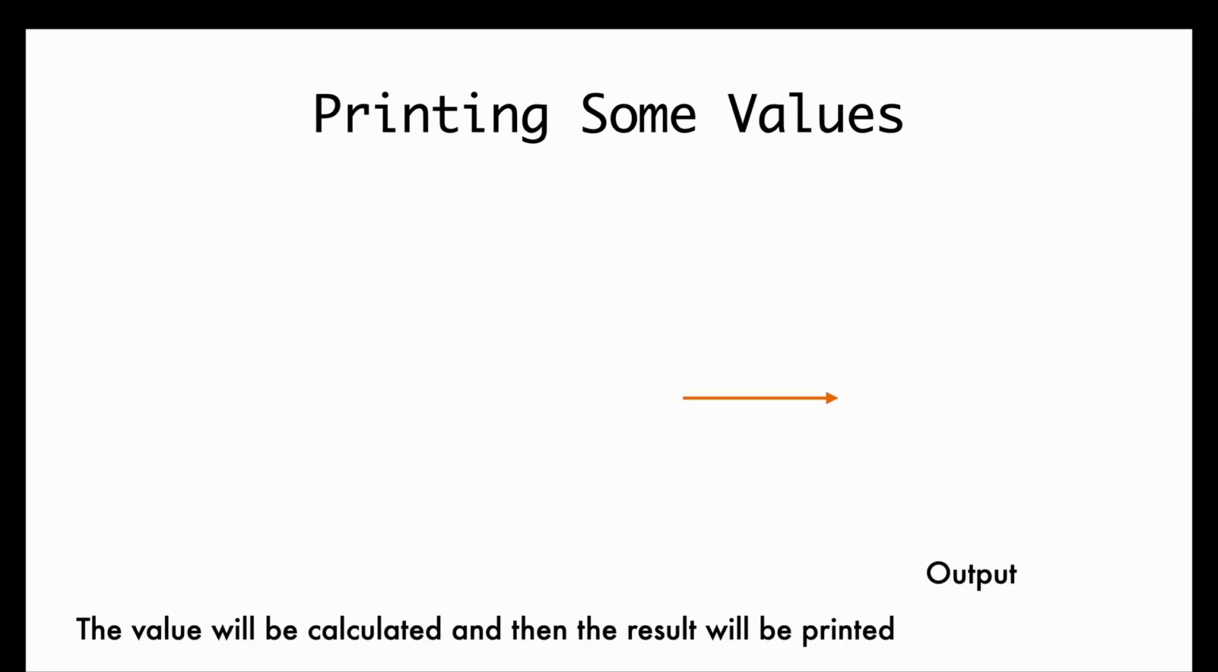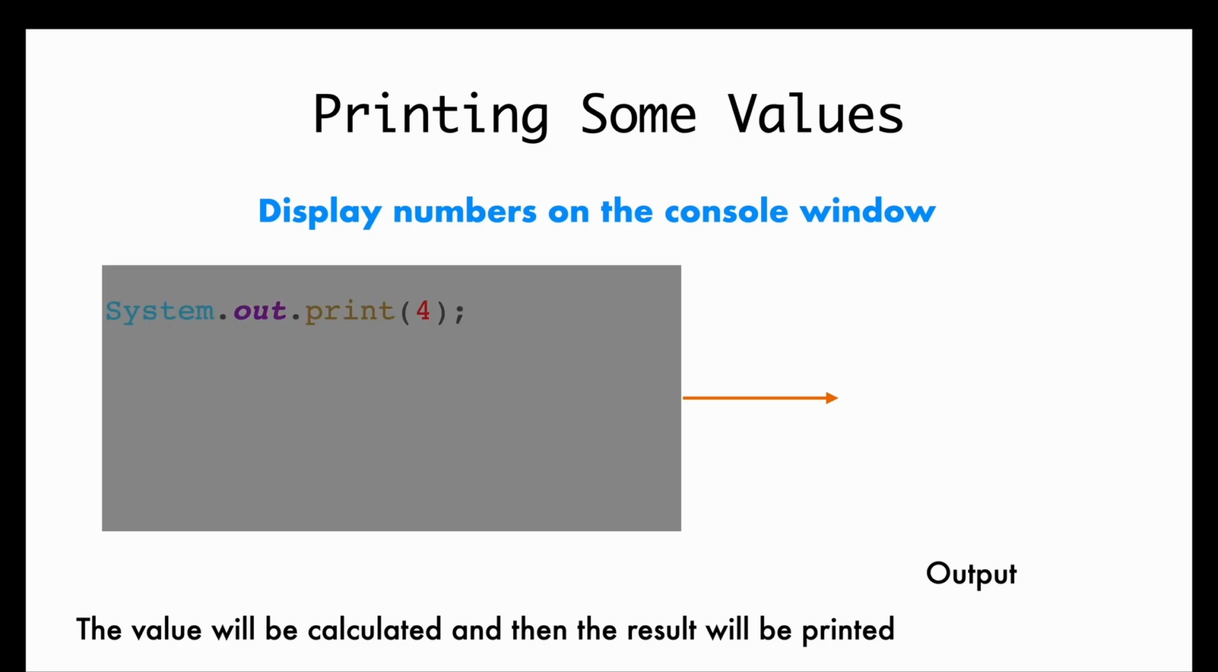Now let's do some printing of numbers on our console output. For this we'll utilize the same println method or print method. Display numbers on console window. The first statement System.out.println will print a number of value 4, right? The second statement will print 1, 2, 3. The third statement prints 5 plus 2.